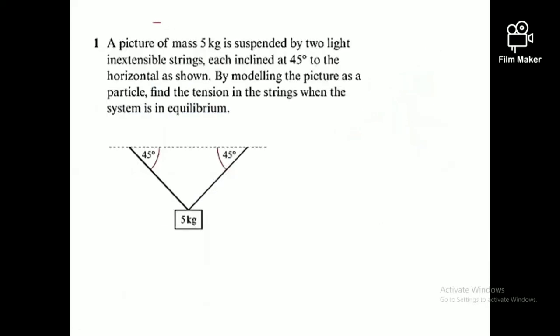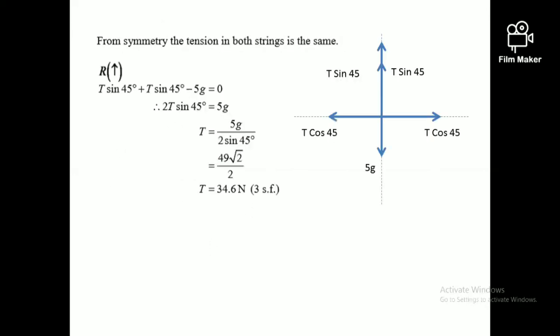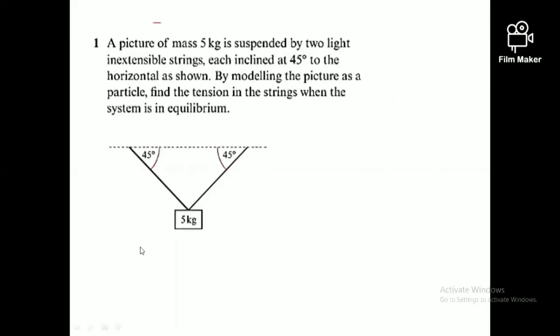If you come up with this question: a picture of mass 5 kilogram is suspended by two light inextensible strings, each inclined at 45 degrees to the horizontal as shown. By modeling the picture as a particle, find the tension in the string when the system is in equilibrium. When you're working out this question, children, I want to introduce another concept. You can understand that this is a symmetrical situation. Here the angle is 45 and here the angle is 45, and therefore you can mark the tensions over here as the same.